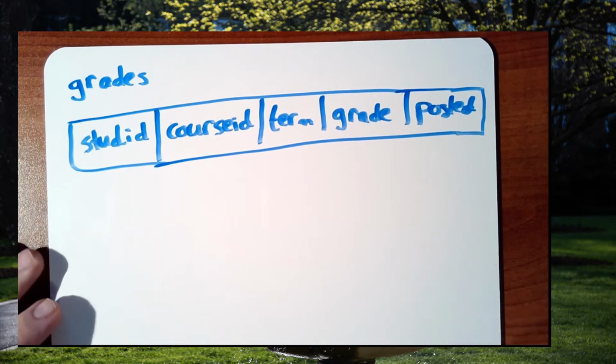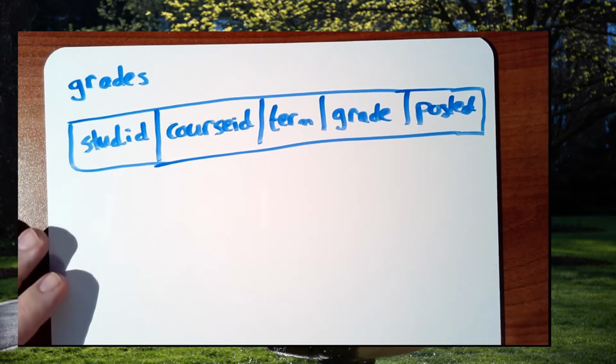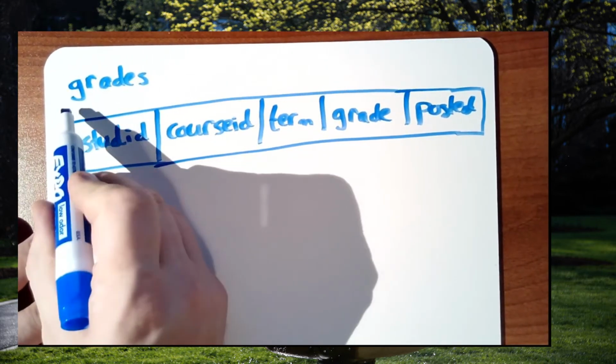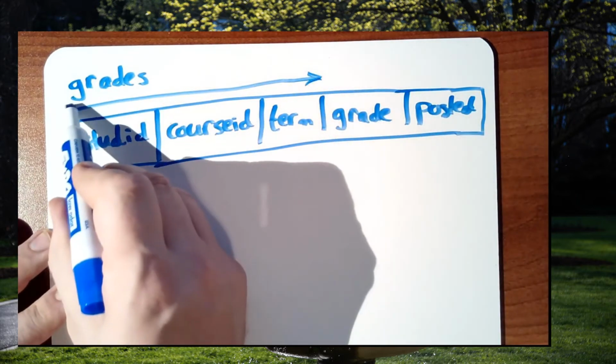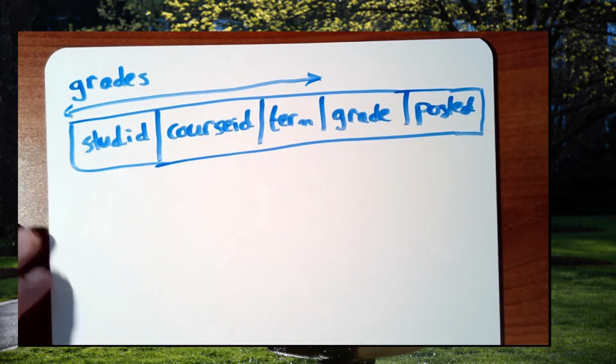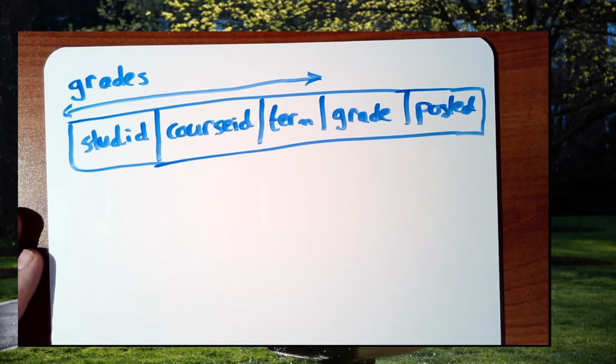We have to identify a primary key. All relations need a primary key. In our case, that will be the combination of these three fields. That's going to be our primary key, so that we can post a grade for a specific course in each term for a given student.